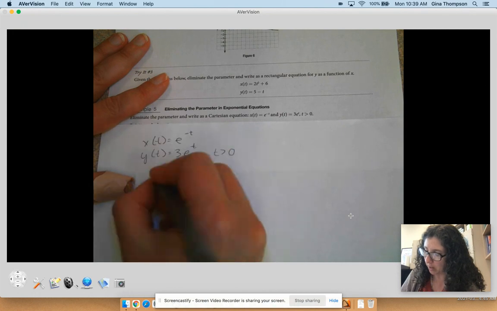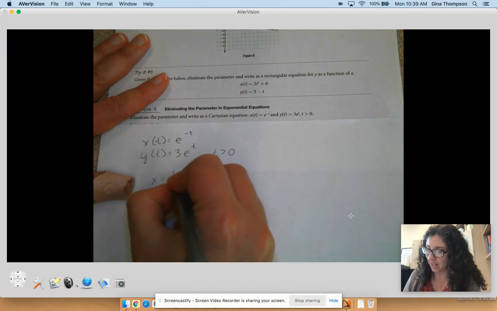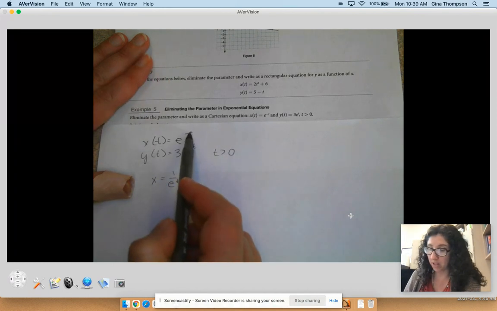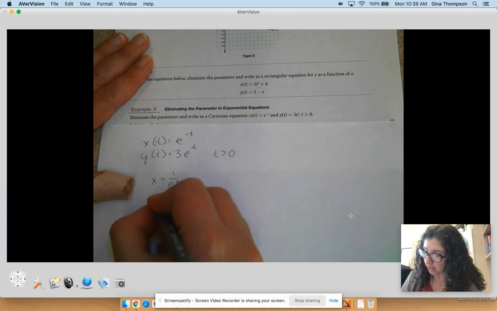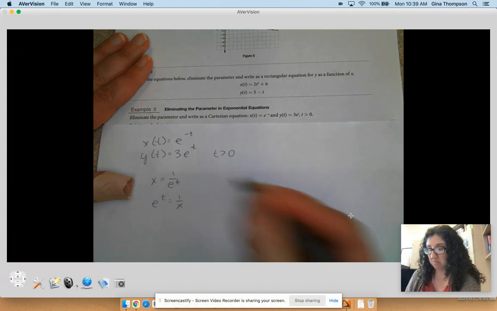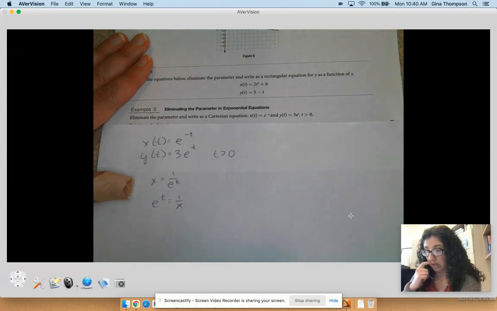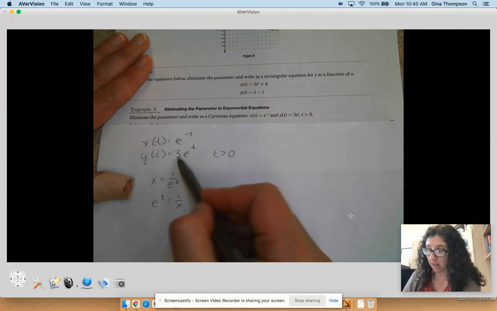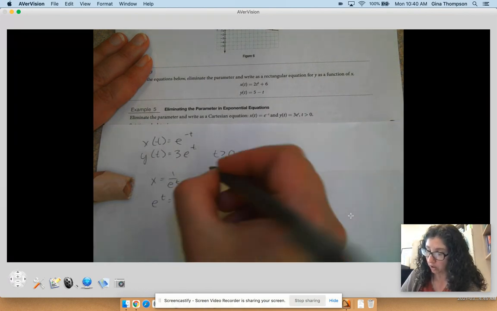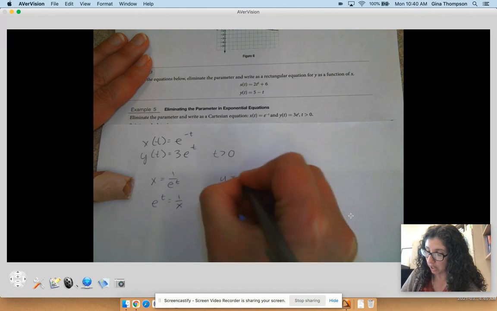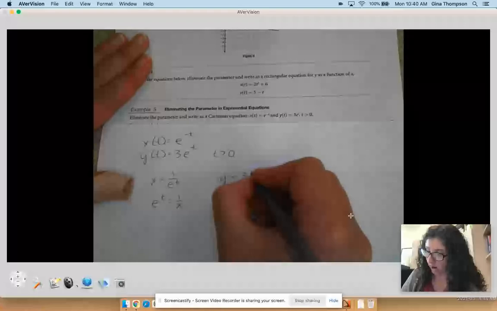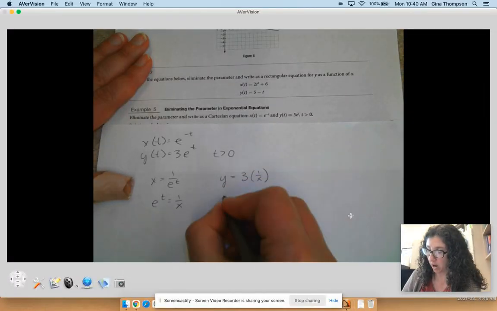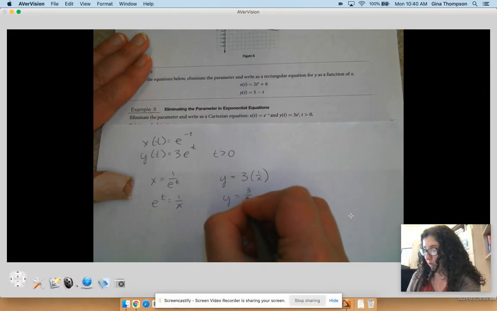Well, let's see. I could write this as x equals 1 over e to the t, right, using properties of exponents. So that means I could say, well, e to the t equals 1 over x. And that's helpful because now I could plug that in for e to the t right here. I could get y equals 3 times 1 over x, or y equals 3 over x.